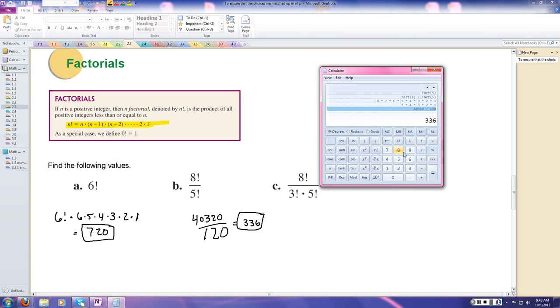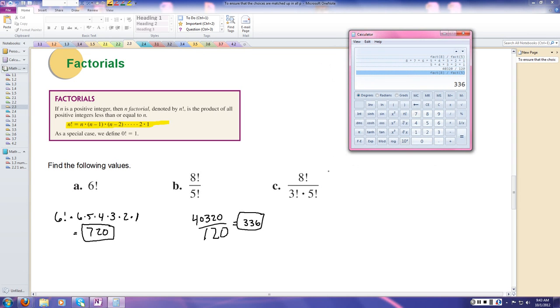And we get the same thing. However, speed-wise, if you just have 8 factorial divided by 5 factorial, they'll still give you the same answer. Here I'm taking 8 factorial divided by 3 factorial divided by 5 factorial. So my answer is going to end up being 56.